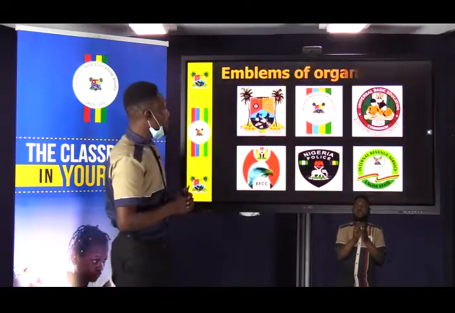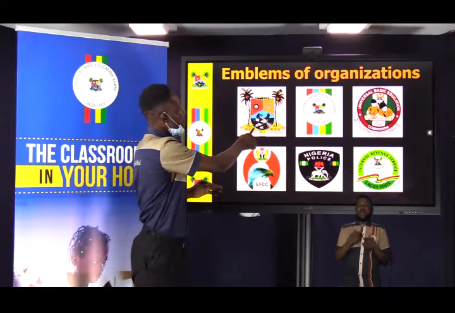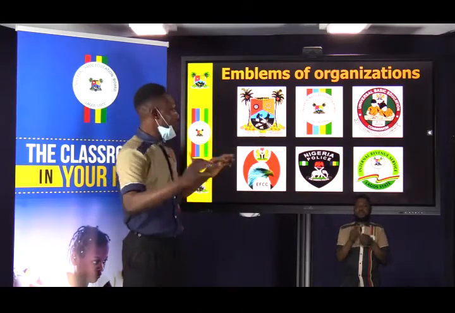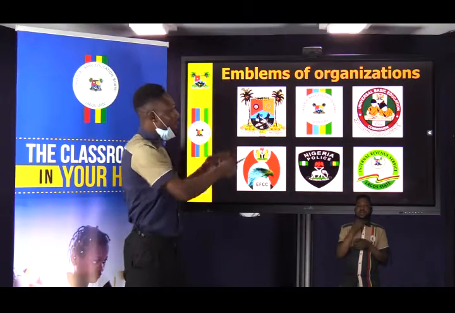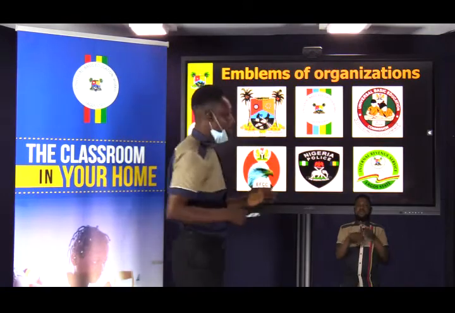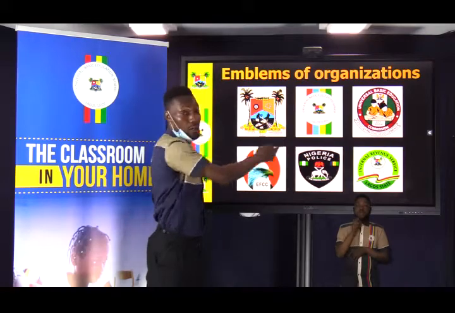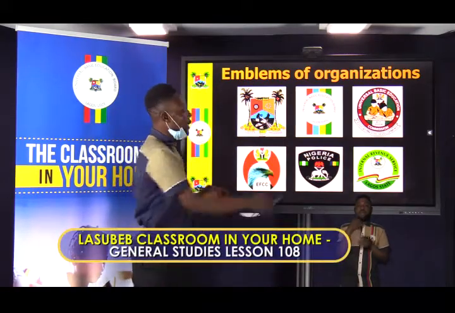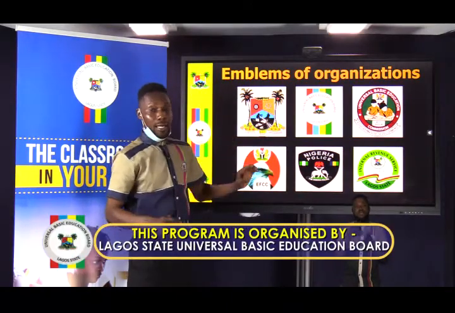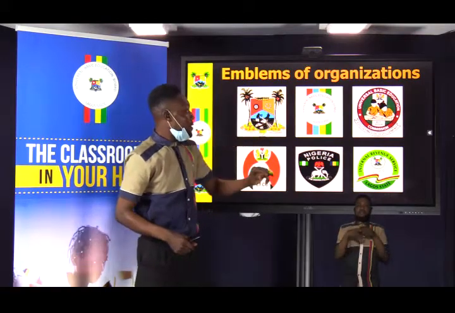Let's look at another example. Another example of private symbols is this. Here we have the Lagos State Government logo. When you see it on some of the buses or cars, or you see it anywhere, you know that this belongs to Lagos State Government. Here is Universal Basic Education Board, Lagos State. This is the logo for Universal Basic Education Board, Lagos State. Those of you in primary schools, I think you are very conversant with this symbol. Anywhere you see it, you know that this is the symbol for Lagos State Universal Basic Education Board.